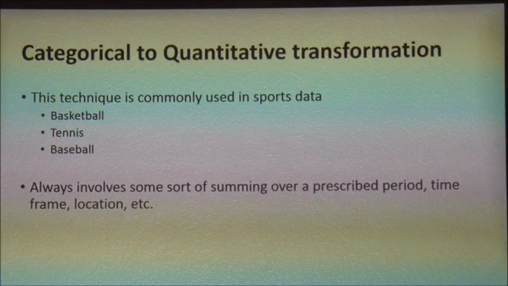So that's a very clear example of taking a categorical variable, the hit and miss, and turning it into a quantitative one using a transformation. Same thing can happen in tennis. You might look at first serve percentage. Baseball is very commonly used to change categorical to quantitative in taking somebody's batting average. Instead of saying hit, out, out, hit, out, you say, well, he batted .322 for the season or something like that. This almost always involves taking some sort of categorical variable and summing it over a period of time. Maybe it's a location, maybe it's just some sort of time frame or something. So we usually sum those up.